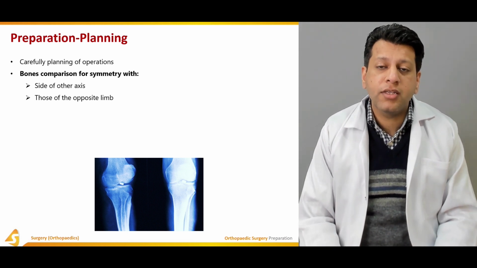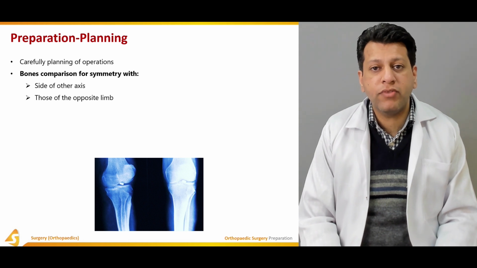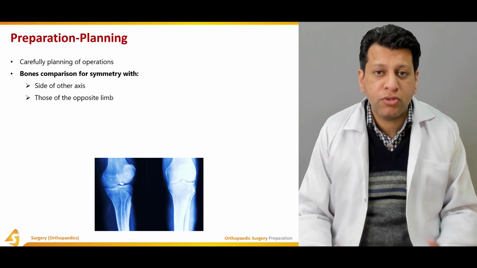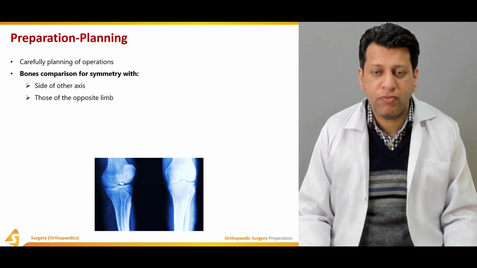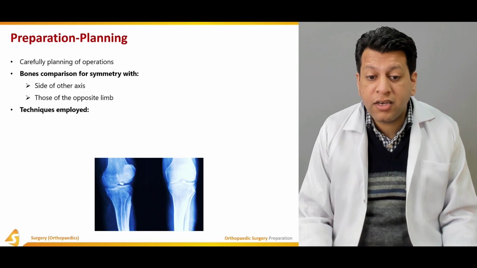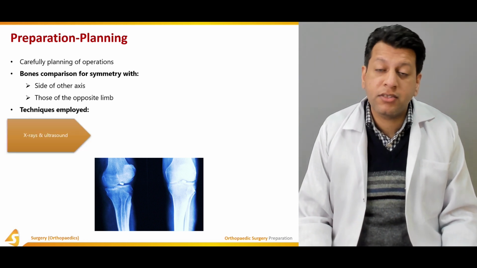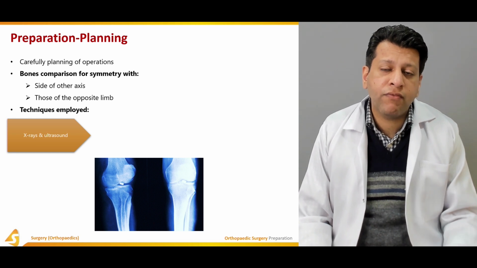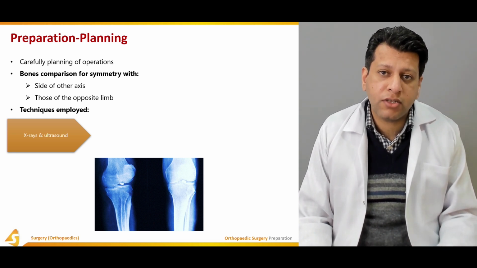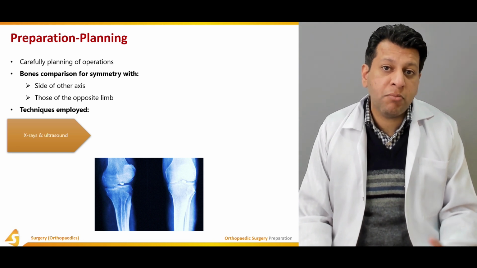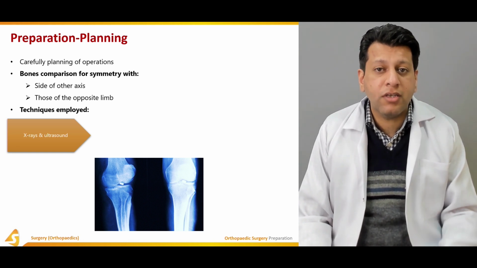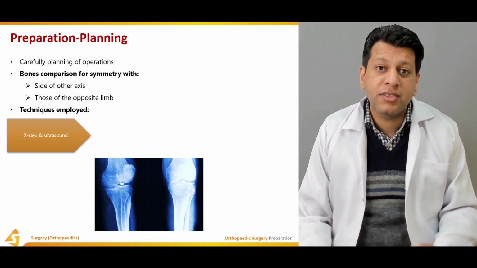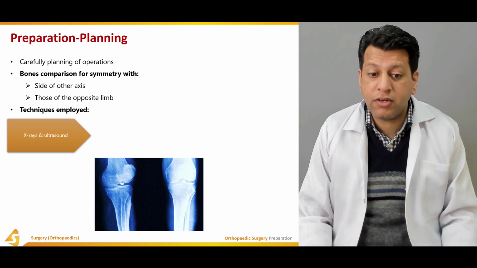Usually what you need is an X-ray, AP and lateral view of the same joint. Two views are required so that we can make a 3D image of the deformity or the problem we are facing. Then the techniques usually employed are, as I told you, X-rays and ultrasound. Ultrasound is rarely done, but if we are suspecting some kind of effusion in the joint, or if there is a swelling and maybe we are suspecting some kind of infection, yes, ultrasound has value because a localized pocket of pus can be aspirated by use of ultrasound.